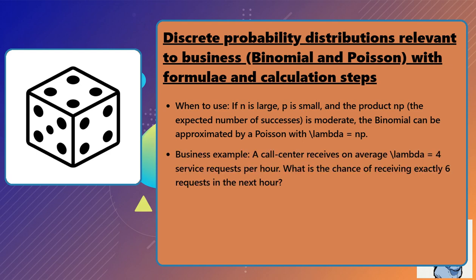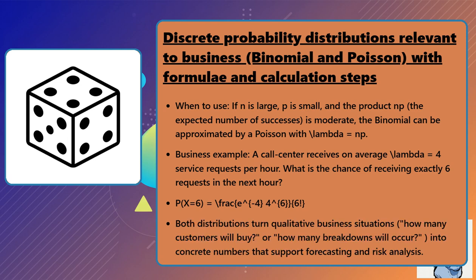Business example: a call center receives on average λ = 4 service requests per hour. What is the chance of receiving exactly 6 requests in the next hour? P(X = 6) = e^(−4) × 4^6 / 6!. Both distributions turn qualitative business situations, how many customers will buy or how many breakdowns will occur, into concrete numbers that support forecasting and risk analysis.